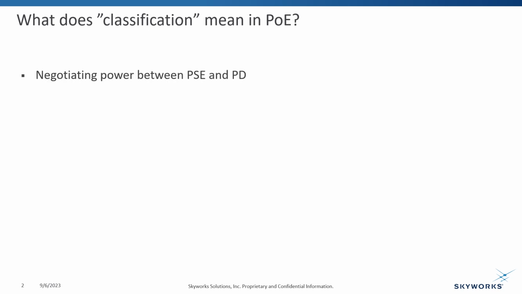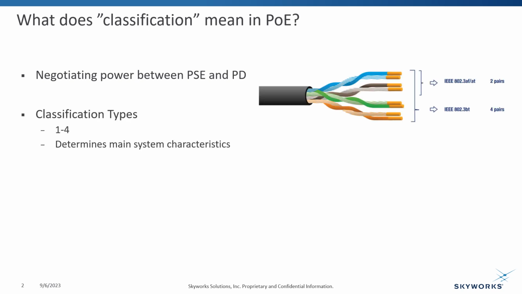Classification is the process when power sourcing equipment, or PSE in short, and power device, or PD, negotiate the power needs of the PD, which needs to be provided by the PSE. At this time, classification has 4 types, from type 1 to type 4. This type determines the main static characteristics of the system. Type 1 and Type 2 systems are operating with 2 pairs, while Type 4 systems are using 4 pairs. A Type 3 PSE can work with both 2 and 4 pairs, depending on the power needs of the PD.